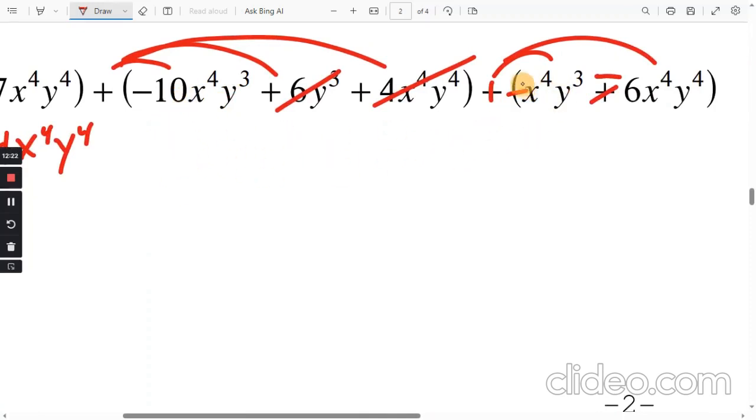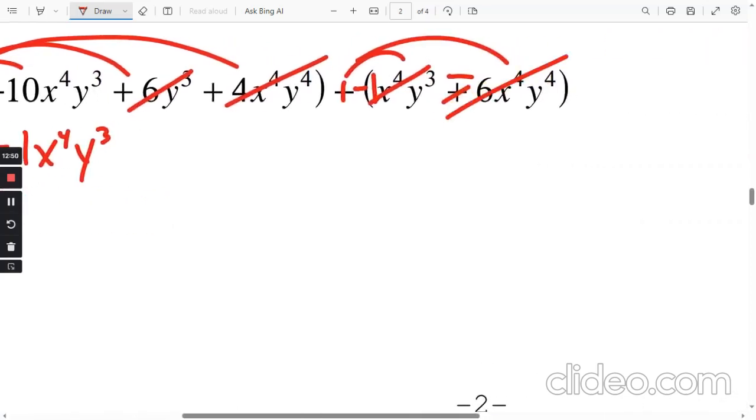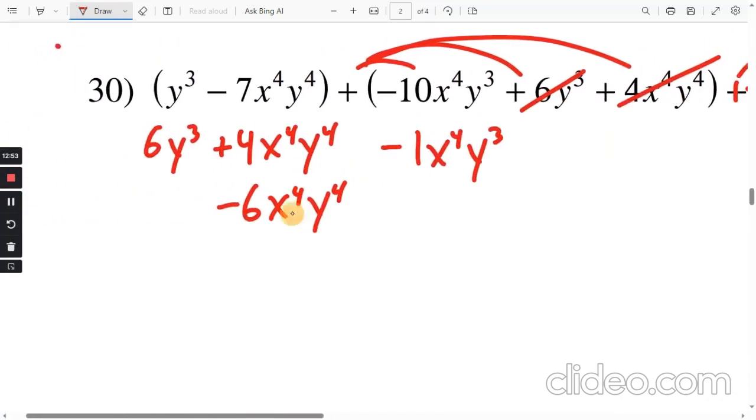Remember that if there's a negative sign with no coefficient, you can make it -1. So this is just the same as -1, x to the fourth, y to the third. Cross that one off. And then finally, -6, x to the fourth, y to the fourth, right under here. All right, and cross that one off. So that's it. We're in business. We crossed everything off. Add them up.